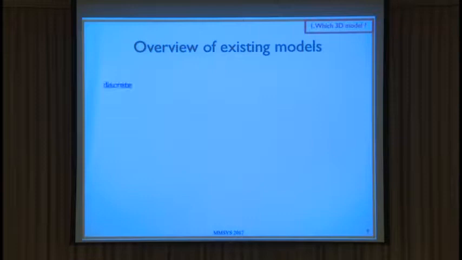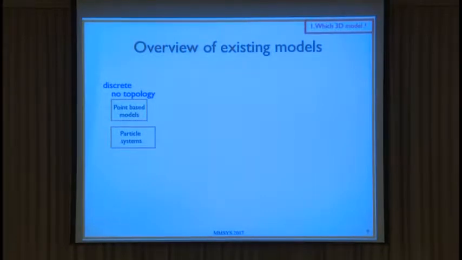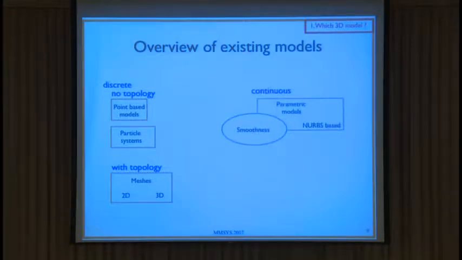So let's see now, after these two examples, an overview of these models. In the discrete setting, you have the particle system that we have seen, and you also have point-based modeling. These two sets of models do not have any topology, meaning that the points are independent from each other, and they are not linked. If you want some topology, you have meshes, more classically 2D meshes that represent a surface, or 3D meshes.